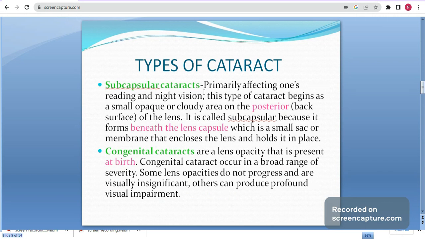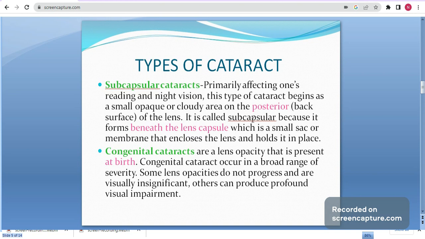The lens is basically held in a capsular bag. Now, when this capsular bag starts opacification from this part, it becomes a subcapsular cataract. Primarily affecting one's reading and night vision, this type of cataract begins as a small, opaque, or cloudy area on the posterior back surface of the lens.